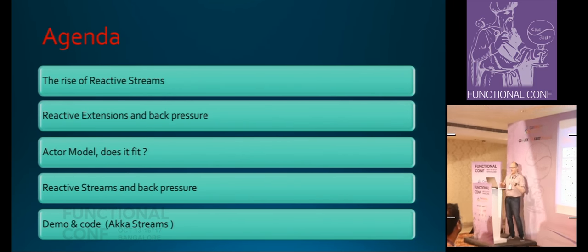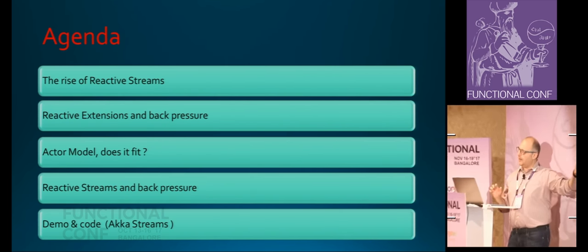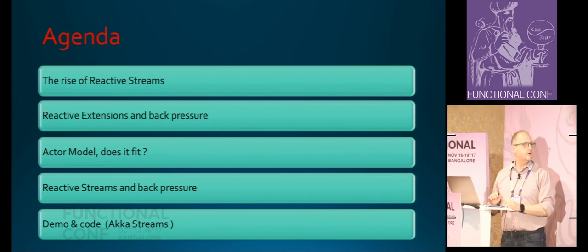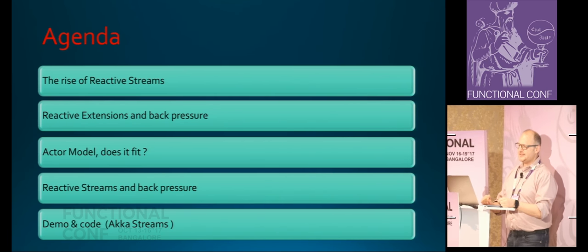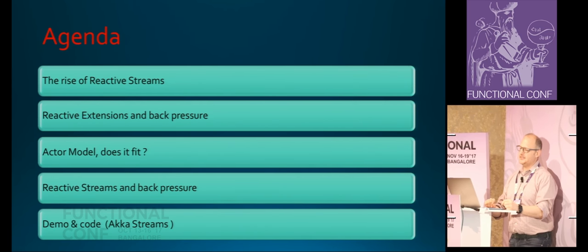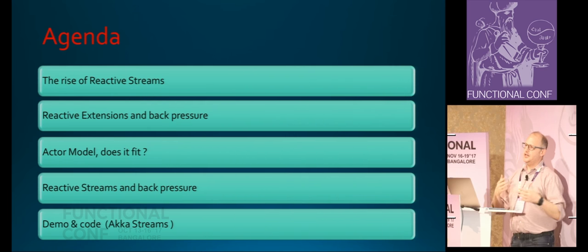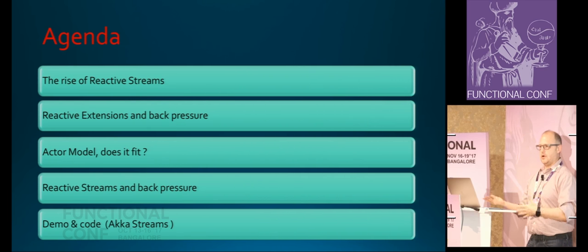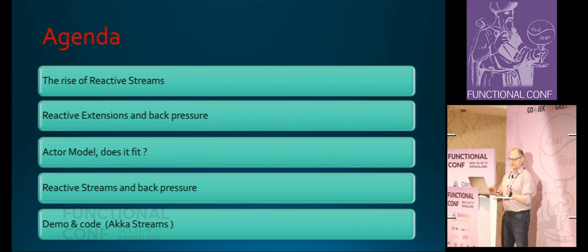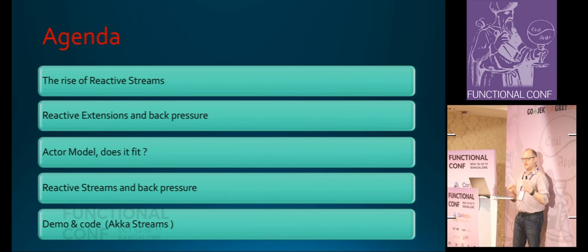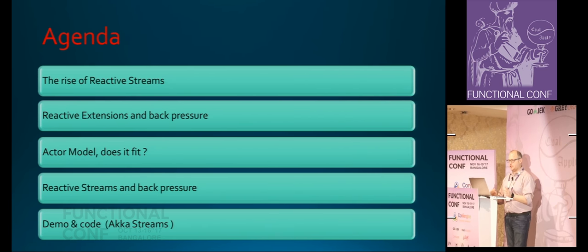So the agenda: we're going to talk about why Reactive Streams, the reason why we're able to reach the need for Reactive Streams. We talk about Reactive Extensions, though you don't need to know about them. Just use Reactive Extensions as a vehicle to see what the problem with back pressure is and how we're going to overcome the limitation. We talk a little bit about the actor model. Maybe it fits, maybe not, we'll see. And then we're going to jump into Reactive Streams, back pressure, and some code examples.